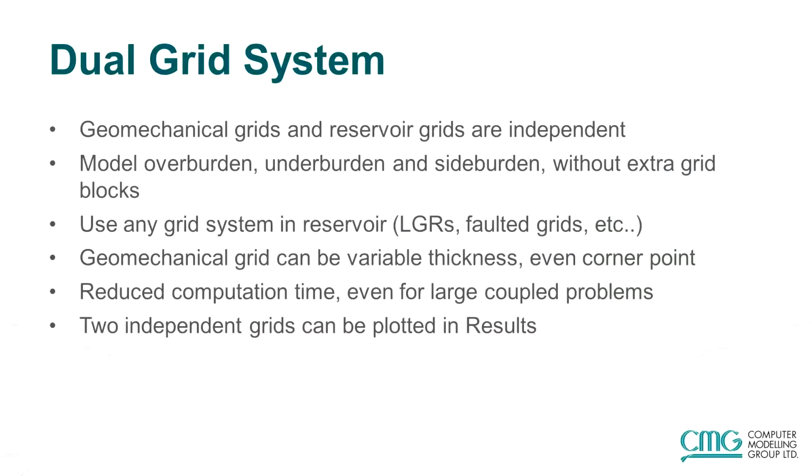The advantages of using dual grid system is that geomechanics and reservoir grids are completely independent of each other, and you can model overburden, underburden, side burden without adding too many grid blocks. Another advantage is that you can use any grid system you want in the reservoir. You can have local grid refinements or faults. And geomechanical grid can be of different sizes in different areas of the reservoir, and you can use corner point grid as well. The computation time is less because you are using less number of grid blocks, and you can plot the results from both the grids, from reservoir as well as geomechanics grid, in Results 3D and Results Graph.